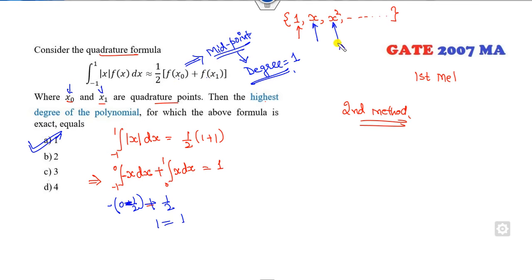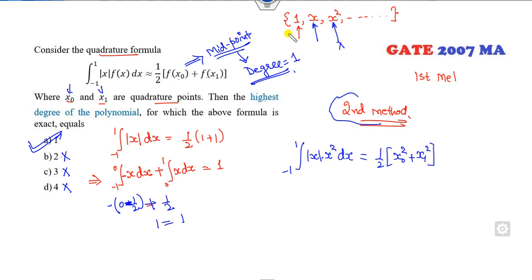If this is not satisfied, for example, if you substitute x square, then it will be mod of x into x square. On the right hand side, it will be x naught square, x1 square. Now if you again integrate them from -1 to 0, if you are unable to compute the values on the right side, it means x naught will not be there. It means degree is not there. Degree 3 also contains the x cube. It also cancels. But I think the second method is the best way for using the midpoint.